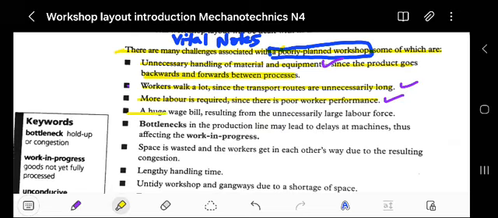A huge wage bill. Okay, we have explained this. More labor is required since there is a poor workshop. If you have a poor workshop, you don't want to buy material, you don't want to buy machines, and suppose you don't want to buy even things like forklifts, you'll need more laborers to lift all those goods.